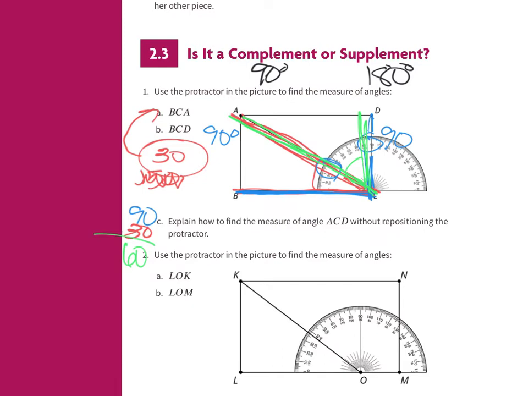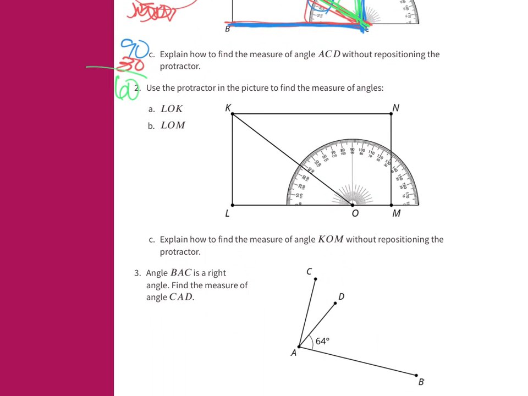Letter number 2. Use the protractor in the picture to find the angles. LOK, so it's the same type of thing we just did. All right, so LOK, it's this red angle. Okay, let me go ahead and erase where I crossed the numbers. Now, if you notice, it's not right at 40. It looks like it's at 38. So I'm going to say LOK is 38 degrees.